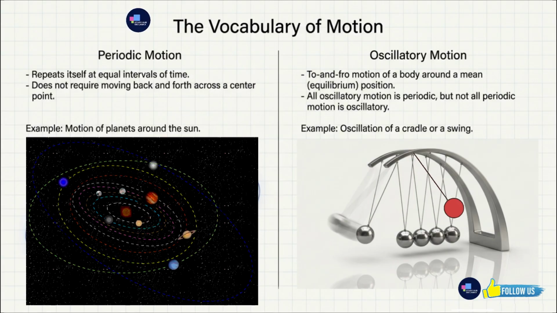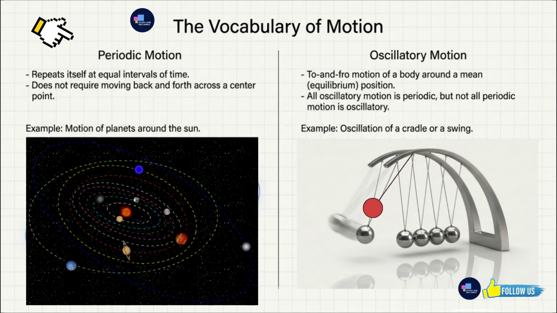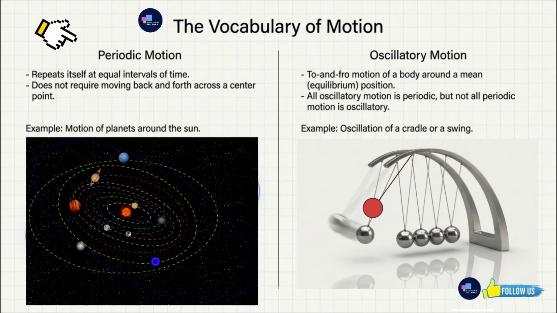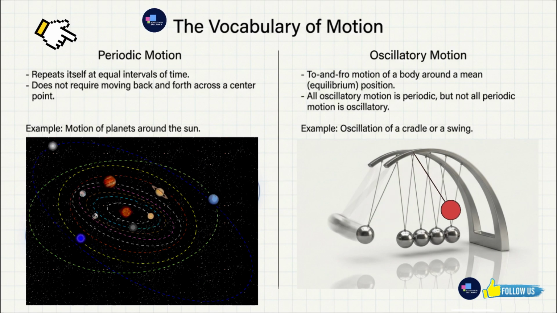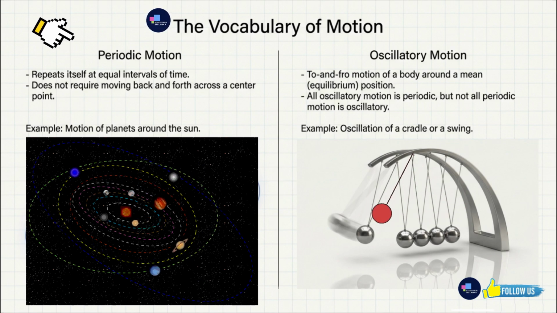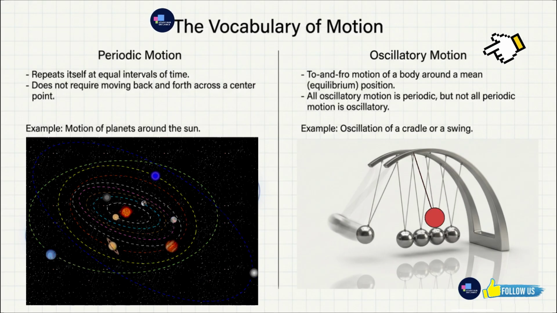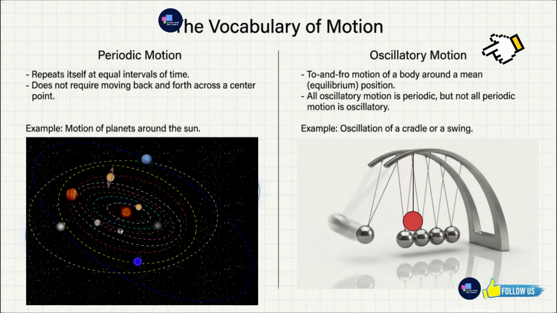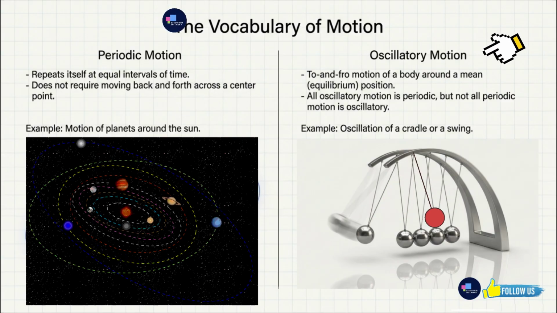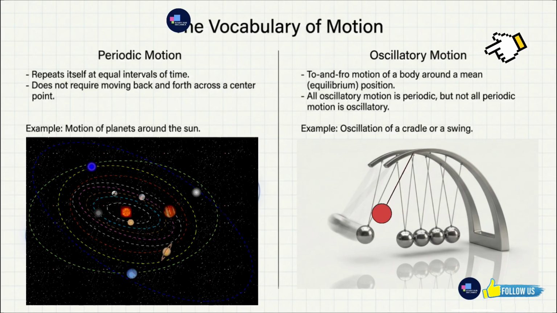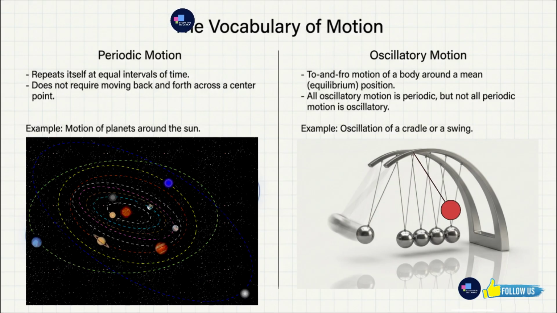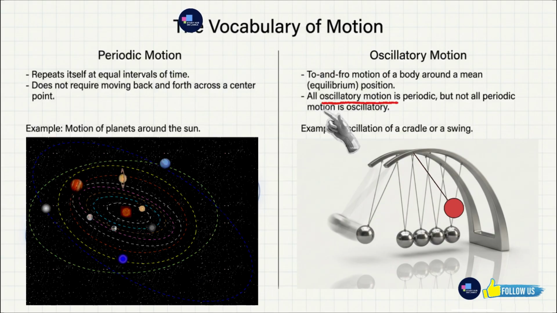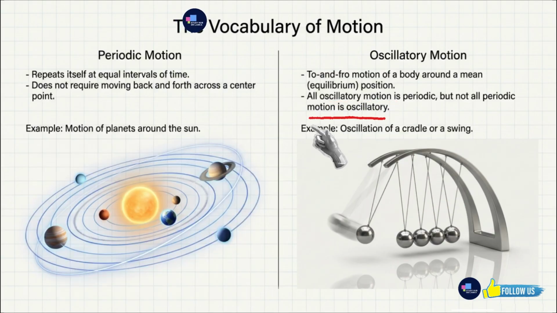Let's look at the two examples we have here. On the left, we've got periodic motion. This is basically any motion that repeats itself at equal, exact intervals of time, like planets orbiting the sun. It just goes round and round on a schedule. But on the right, we have oscillatory motion. Now this one requires a to and fro or back and forth movement around a middle, resting equilibrium point, exactly like a baby's cradle or that swing we talked about. So remember this golden rule. All oscillatory motion is periodic, but not all periodic motion is oscillatory.